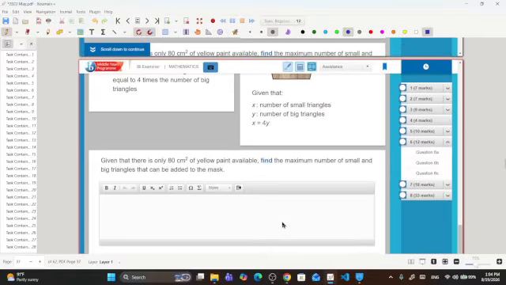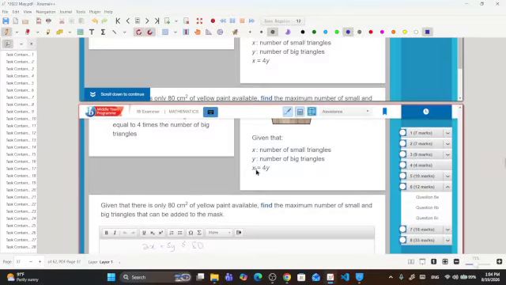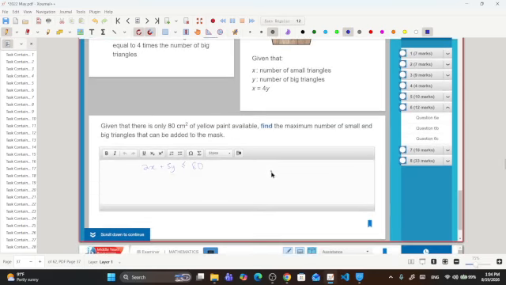Given that there is only 80 centimeters square of yellow paint available, find the maximum number of small and big triangles. Okay, look, I can say the equation is going to be 2x plus 5y is less than or equal to 80. But at the same time, I know that x equals 4y essentially. So I can substitute the value of 4y into the equation. So 2 times 4y plus 5y is essentially equal to 80. So this becomes 13y is less than or equal to 80, and y is going to be less than or equal to 80 over 13.